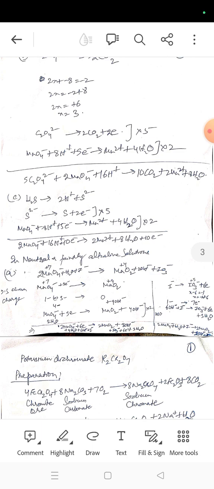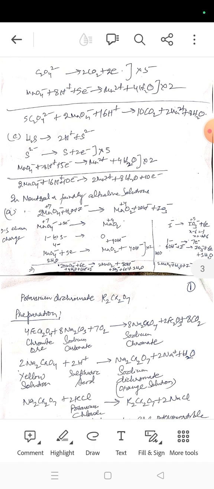Then in neutral or faintly alkaline solution, 2 MnO4- goes to MnO2, and iodide to iodate ion. So in acidic solution it's Mn2+, and in alkaline it will be MnO2. From +7 to +4 it's 3 electrons, right? Here, on the left hand side there are 4 negative charges, and on the right hand side it's a neutral MnO2, so it's 0. So 4 OH- is added. For alkaline solution we add OH-.